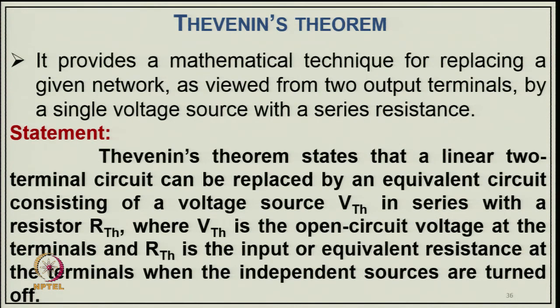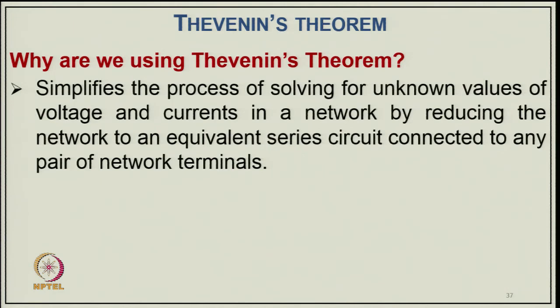The statement of Thevenin's theorem says that a linear two-terminal circuit can be replaced by an equivalent circuit consisting of a voltage source VTH in series with a resistor RTH, where VTH is the open circuit voltage at the terminals and RTH is the input or equivalent resistance at the terminals when the independent sources are turned off. So, why are we using this Thevenin theorem?